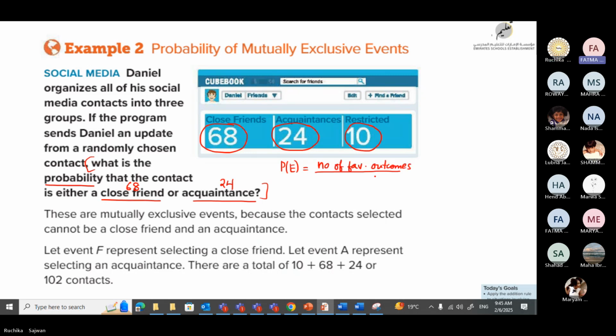Number of favorable outcomes over total outcomes. Excellent. We have used this so many times. So can you girls tell me the total outcomes? Add these three numbers. How much? Use your calculator. I want to know the total.